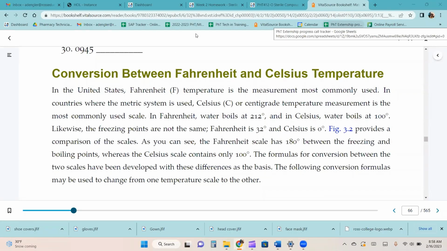In the United States, Fahrenheit temperature is the measurement most commonly used. In countries where the metric system is used, Celsius or centigrade temperature measurement is the most commonly used scale. In Fahrenheit, water boils at 212 degrees, and in Celsius, it boils at 100 degrees. Likewise, the freezing points are not the same. Fahrenheit is 32 degrees, and Celsius is 0.